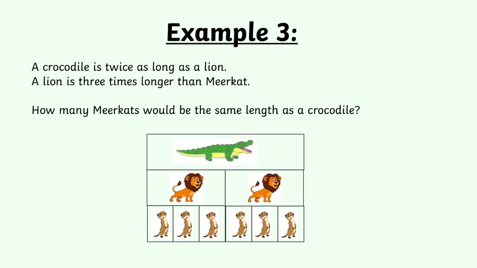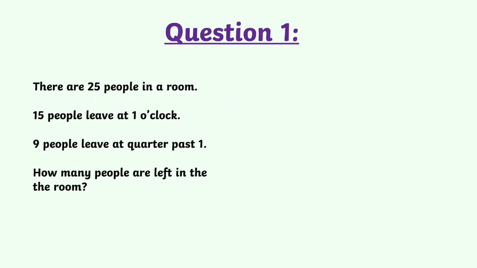So what we're going to do is I'll show you the question, I'll read it out to you, and then you can click pause, have a go, and when you're ready, you can click play and we'll go through it together. And we'll work through a few questions just like that. So here we go with question 1. There are 25 people in a room. 15 people leave at 1 o'clock. 9 people leave at 1:15. How many people are left in the room?